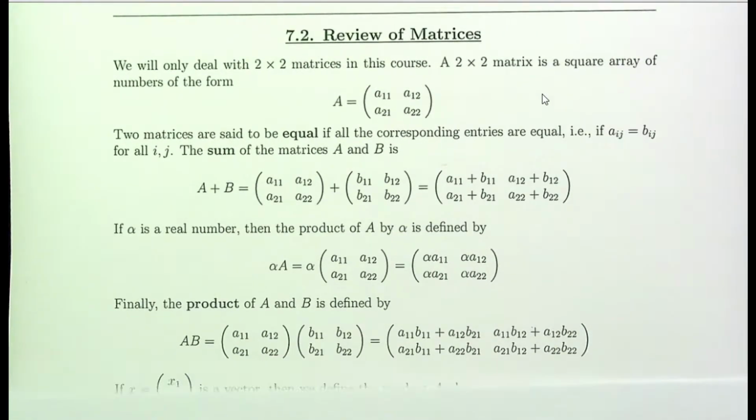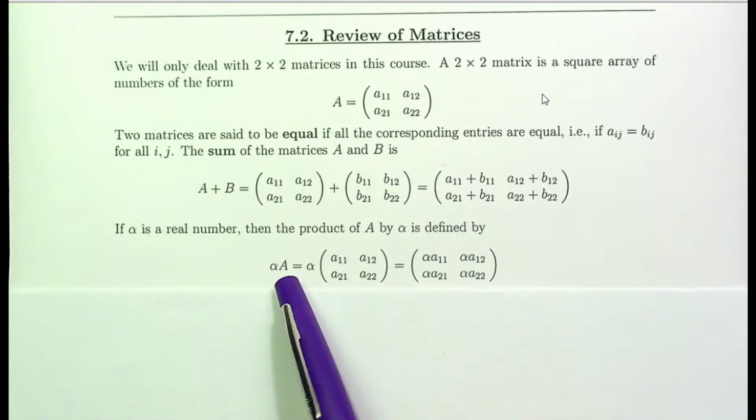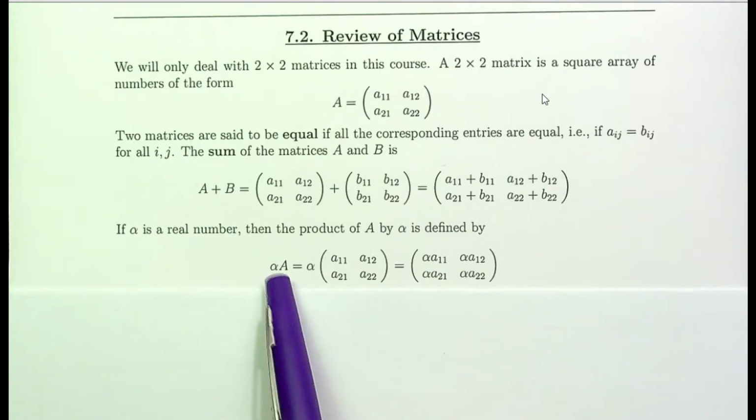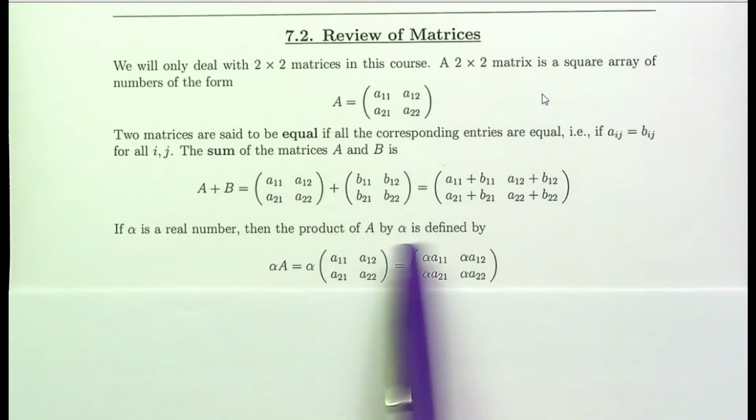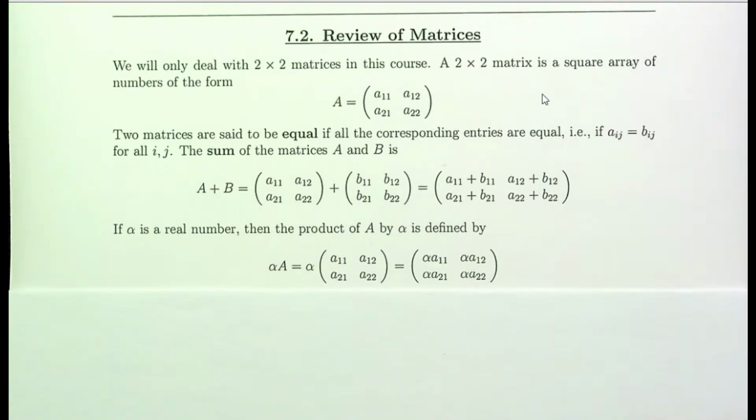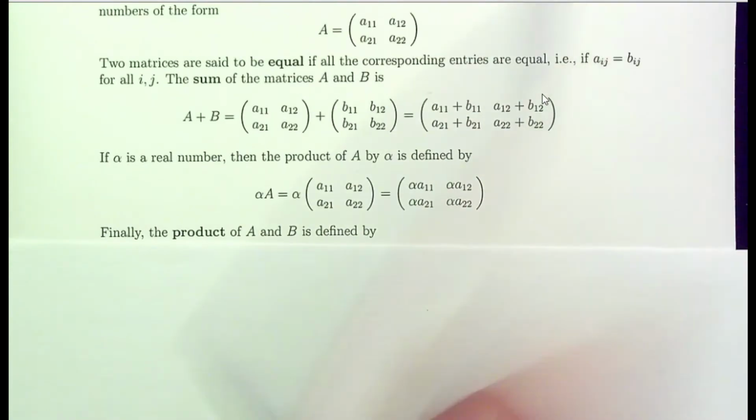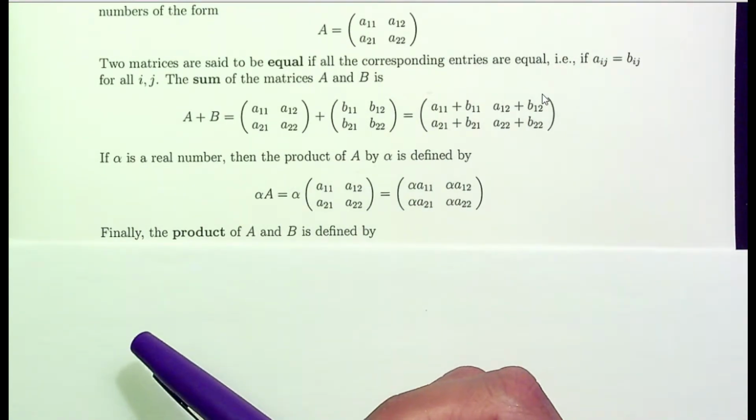Okay, multiplying a matrix by a real number is also very easy. If you're multiplying a matrix by a number such as 5, then that just means that you multiply every single entry in that matrix by 5. So that's it. It's very simple. To find the product of two matrices, that's a slightly more tricky one.